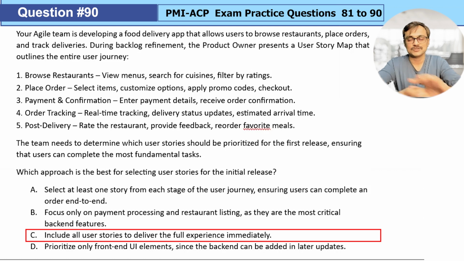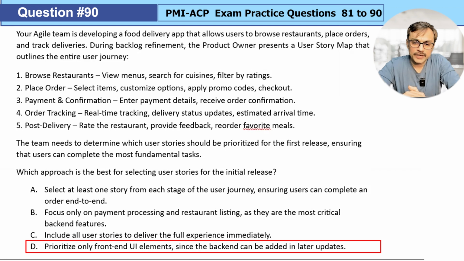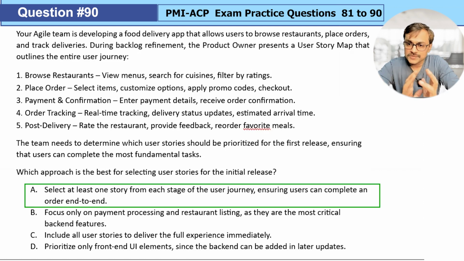Option C, include all user stories to deliver the full experience immediately. Waterfall-ish thinking. It says, guys, don't think about anything else, include all the stories and we will deliver it at once. Option D, prioritize only front-end UI elements since the backend can be added in later updates. Yeah, we want to make the people follow the flow, and you can decide inside the flow which stories go in. But option A gives a holistic approach and uses user story mapping.